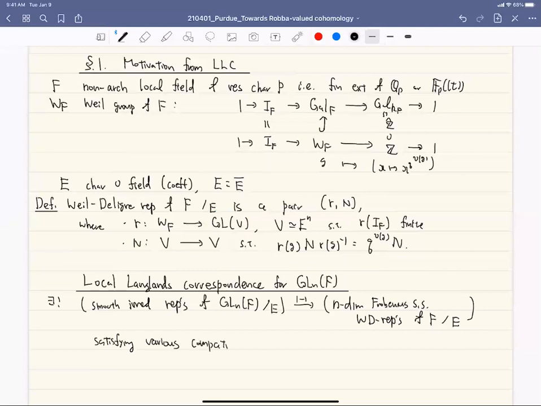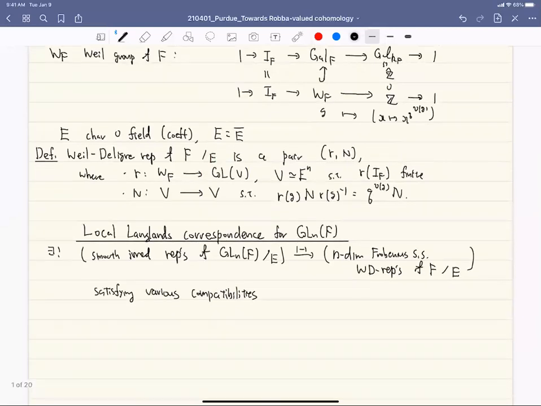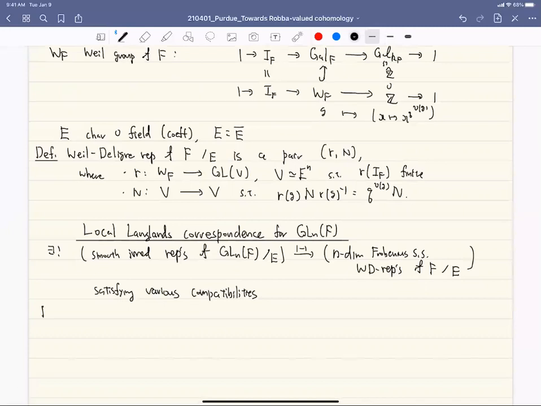I don't want to write it down, but for example, when n equals one, this should be compatible with local class field theory. There should also be compatibility with respect to epsilon factors and L-factors for pairs and so on. Of course, this is now a theorem. First it was proved in the local function field case by Laumon, Rapoport, and Stuhler.